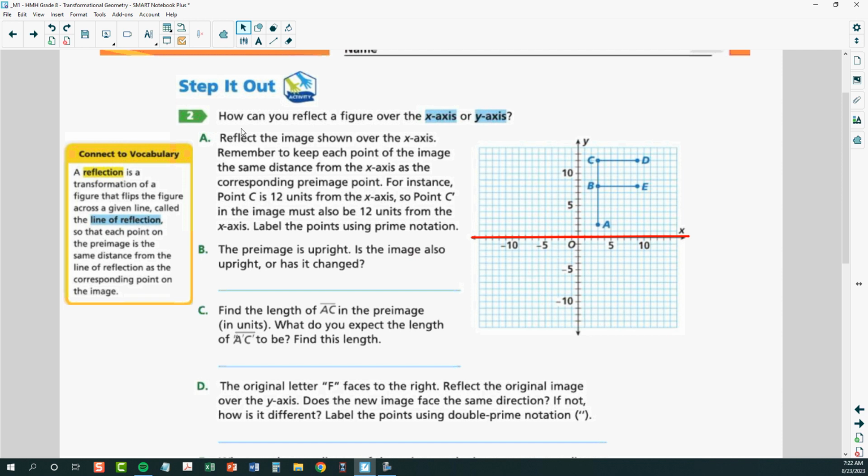All right, so how can you reflect a figure over the x-axis or the y-axis? Now, we're going to do both, okay? So to reflect the image shown across the x-axis, remember to keep each point of the image the same distance from the x-axis as the corresponding pre-image. For instance, point C right here is 12 units away. So I must keep that 12 units away on the image.